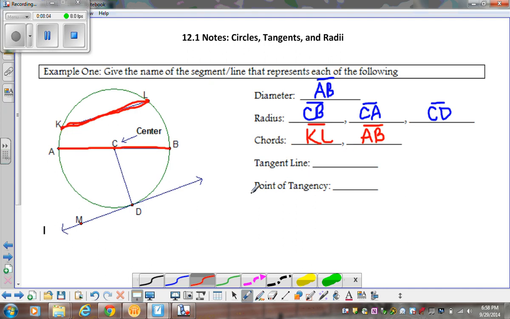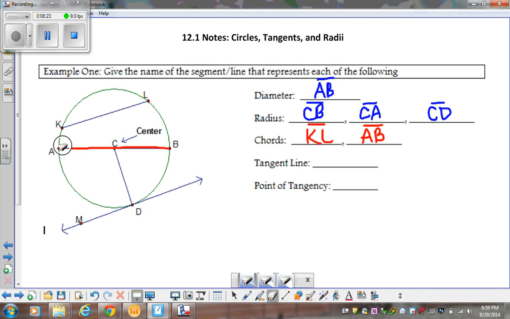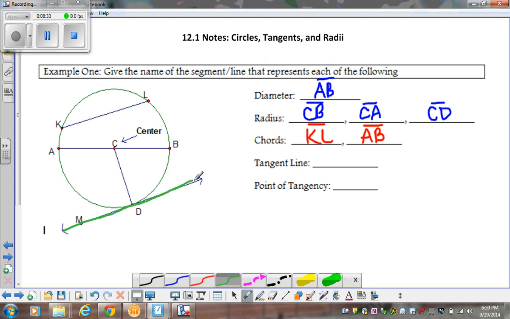Tangent line. So if we go back and look at the previous slide, a tangent line is a line that intersects my circle only one time. Now, it could be a ray, it could be a segment, but it only hits my circle one time. That's the key here. So we already named my chords, we named my radii. So let me erase my other lines for you guys real quick so we don't get too confused. All right, we're going to go green now. So in this case, this bottom line down here is going to be my tangent line.